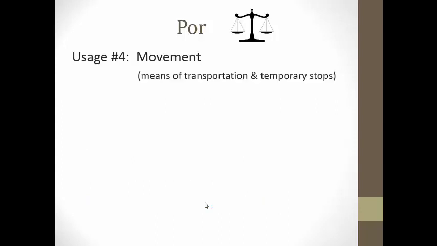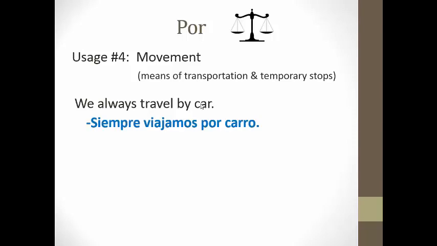Okay, number 4. You're also always going to use por when you're talking about the movement. Okay? So as you can see, this one's kind of a larger rule. We're actually going to have 2 slides for it. So first up, by movement, I'm talking about means of transportation. So we always travel by car. Okay? So if you're going by car, by plane, by bus, by train, etc., it's always por. To say this, we say siempre viajamos por carro.